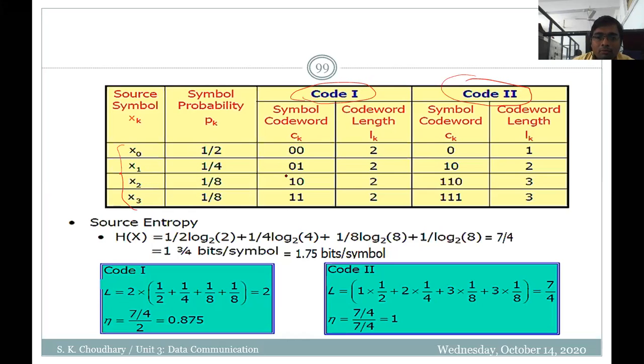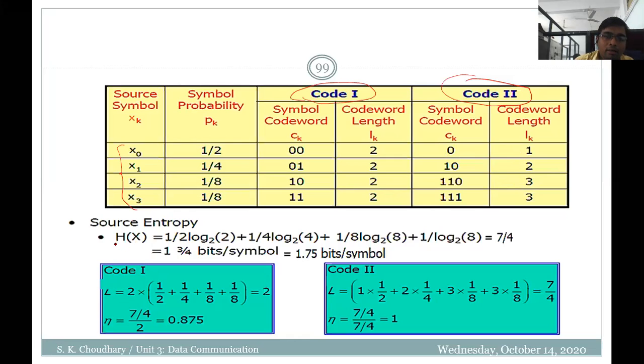So when you are using the fixed length code word, the code word length is fixed, that is 2, which is represented in this table. But when you are using the variable length code word, every symbol has a different length. Like for x0, the corresponding code word is 0, so the length is 1. Then the length for x1 is 2, and x2 and x3 have 3. Okay, so variable length is here.